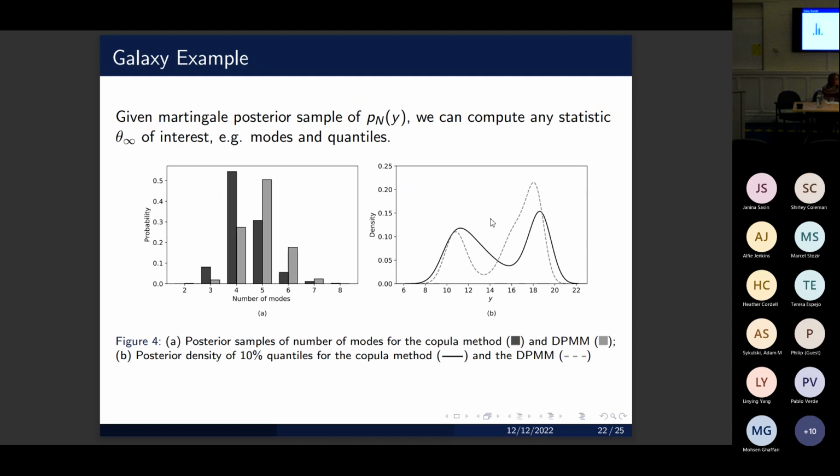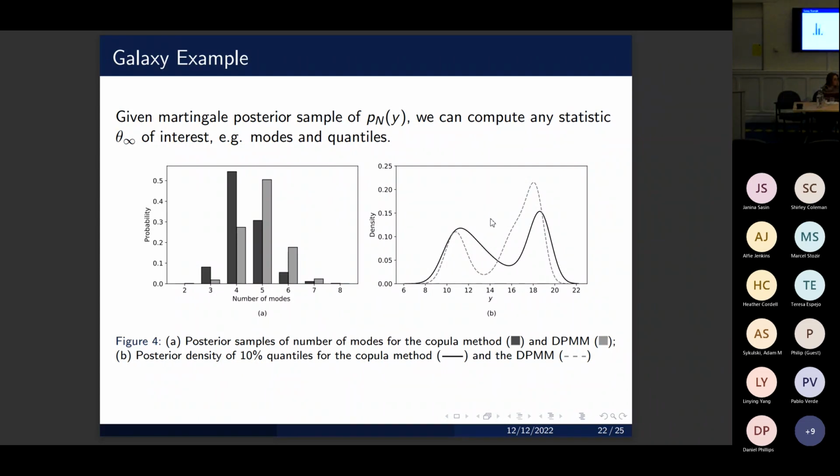And of course, given this martingale posterior sample of essentially the limiting empirical distribution, in this case, we're actually going to be considering the limiting predictive density. You can show that it's the same thing. We can then compress this into any parameter of interest, theta infinity, as we described previously, step 2 in the martingale posterior. So we may be interested, for example, in the number of modes in the limiting density, and we're also interested, for example, in the quantiles. So on the figure on the left here, we have a plot of the posterior of the number of modes. In dark, we have the copula update, and in white or gray, we have the Dirichlet process mixture model.